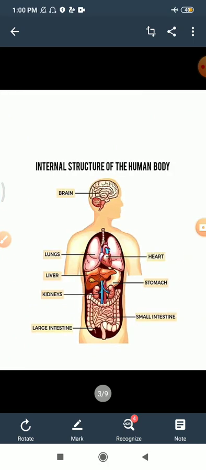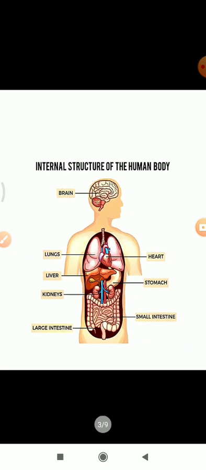So let's start. This is the internal structure of the human body. You can see the brain, lungs, liver, kidneys, large intestine, small intestine, stomach and heart. These are the organs which you cannot see from outside, means all these internal organs are present under the skin, which is not visible outside by the naked eye.